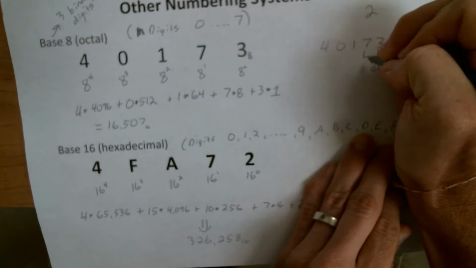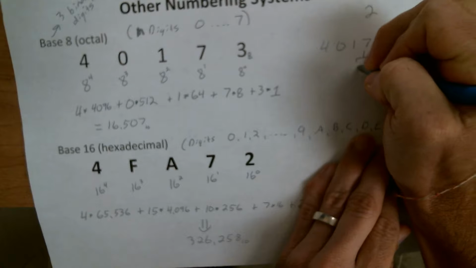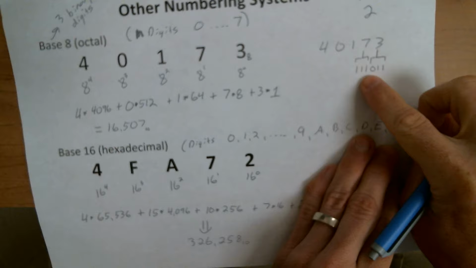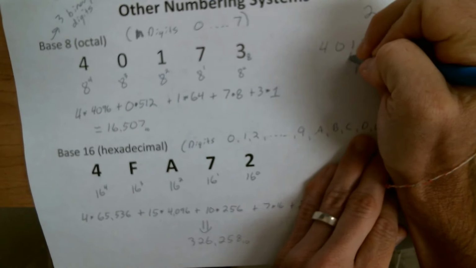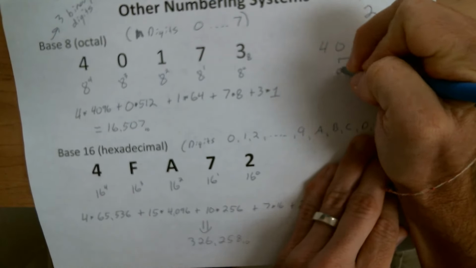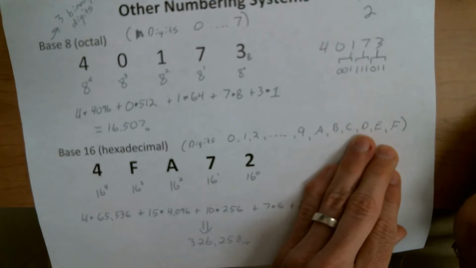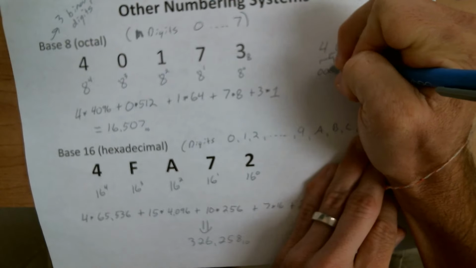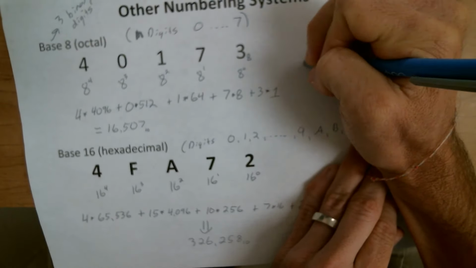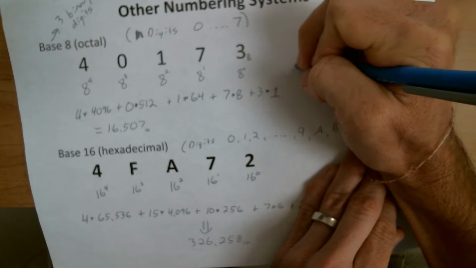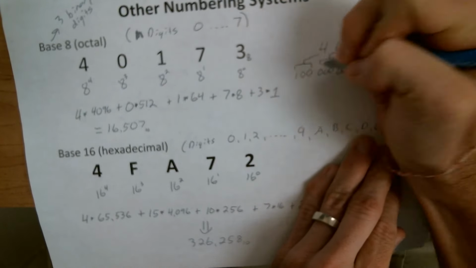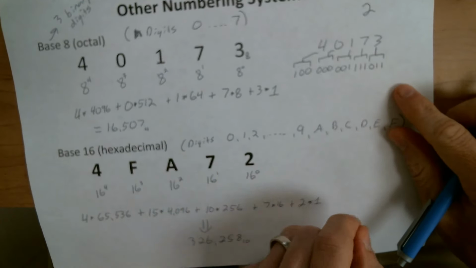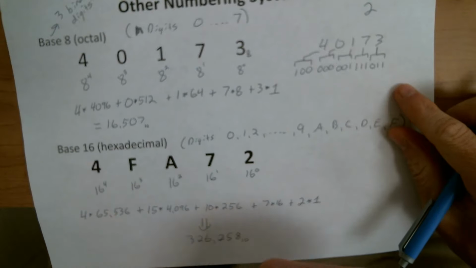This 7 would correspond to 1, 1, 1. 4, 2, 1. There's my 7. This 1 right here would correspond to 0, 0, 1. The 0 would correspond to 0, 0, 0. And this 4 would correspond to 1, 0, 0. So it's very easy to go back and forth between base 8 and binary.